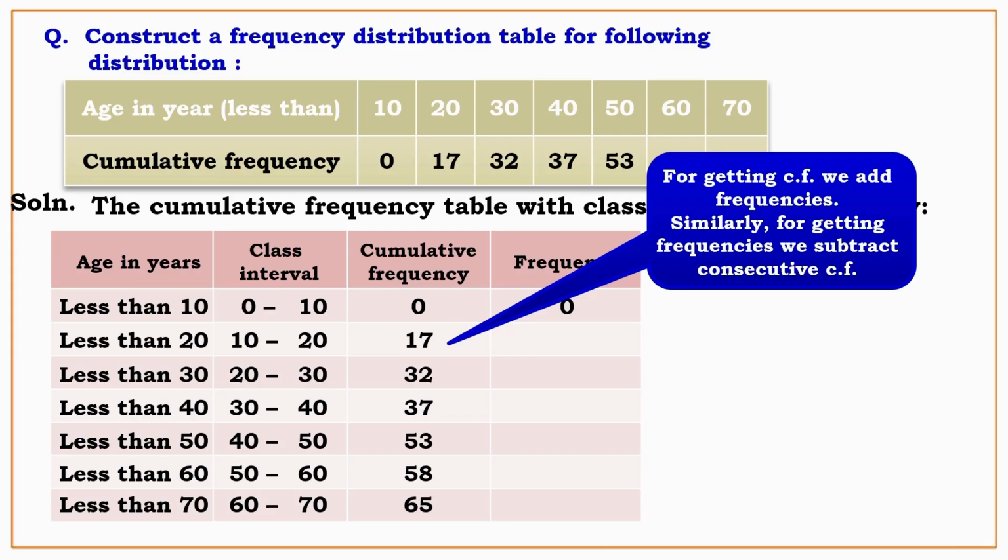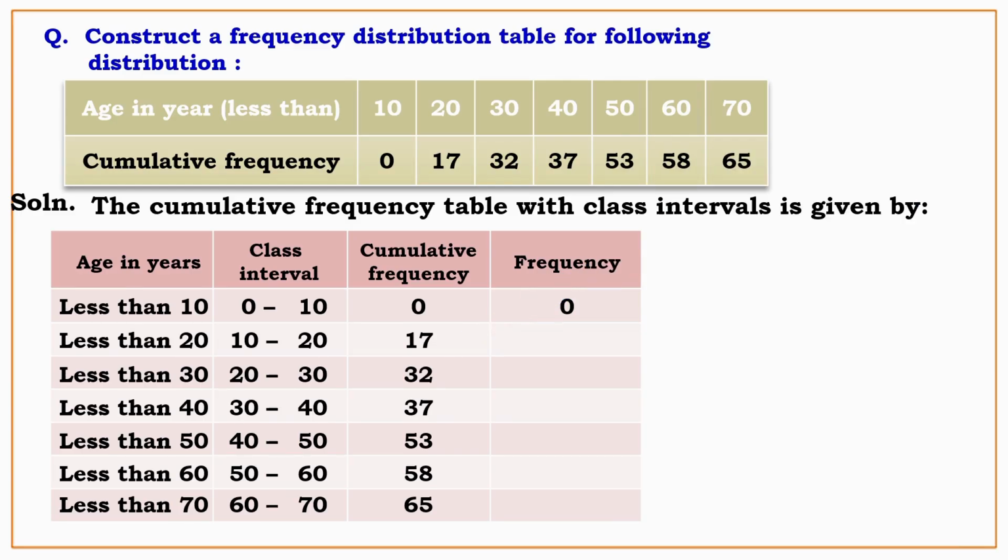Similarly, for getting frequencies, we subtract the consecutive cumulative frequencies. So in this case, 17 minus 0, that is 17. Now in this way, 32 minus 17, we'll get the corresponding frequency. So in this way, we'll keep on filling up the frequency table. So this is the cumulative frequency. So this is the frequency distribution table. Hope it is clear to you.